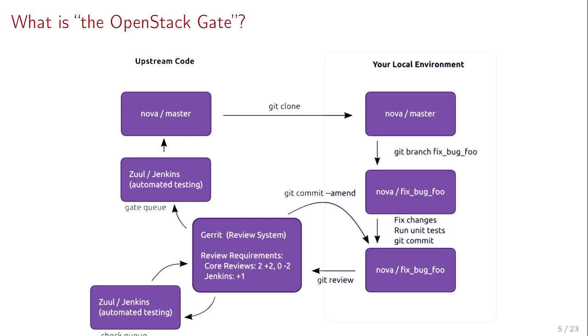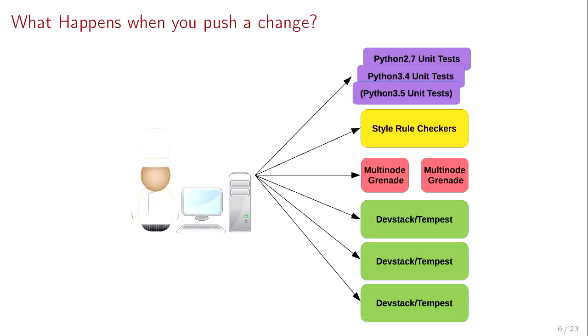And once you get the +1 from Jenkins and approval from two core reviewers, the tests will spin up again a final time to make sure that nothing has changed, nothing has bit rotted between the repository of when you pushed the patch originally and when it was approved. And assuming it passes that final round of testing, it'll be merged. And we generate a lot of data during those tests that are run. Yeah, that's the basic workflow.